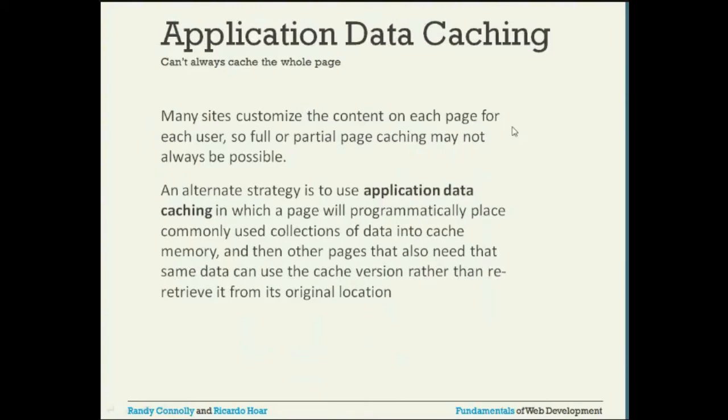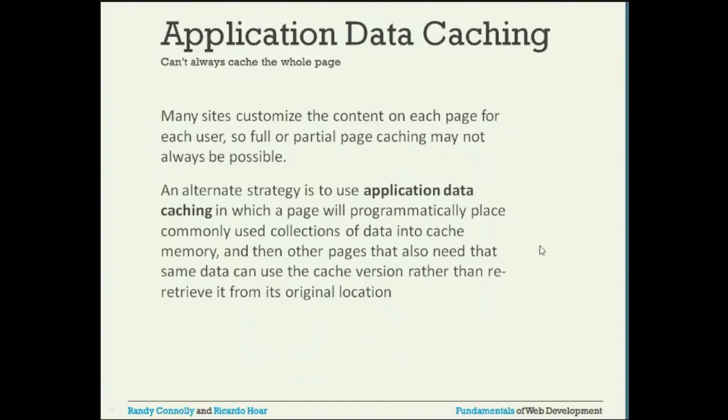Application data caching. We can't always cache the whole page. Okay, there are some limitations with caching. Some pages or some parts of the pages are dynamically changing for each user. In those cases, caching the complete page or the partial page is not possible. So the alternative is using application data caching. Many sites customize the content on each page for each user, so full or partial page caching may not always be possible. So that is the limitation.